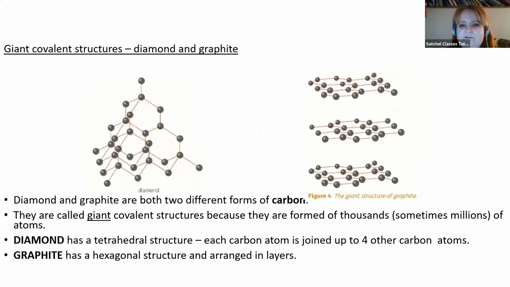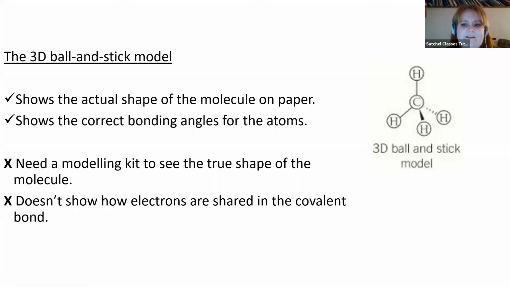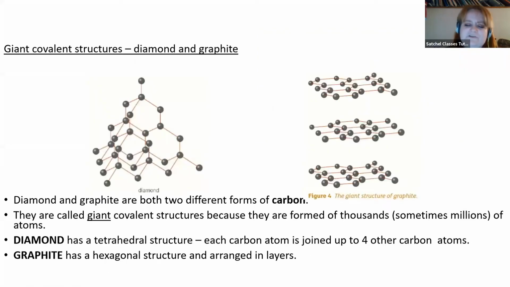So far we've been talking about simple molecular substances. Just to show you, you may be thinking, what's the other type then? There'll be other videos on this, but briefly, giant covalent. One example is diamond, and graphite. Giant covalent structures are formed of thousands or millions of atoms. These are truly huge structures.